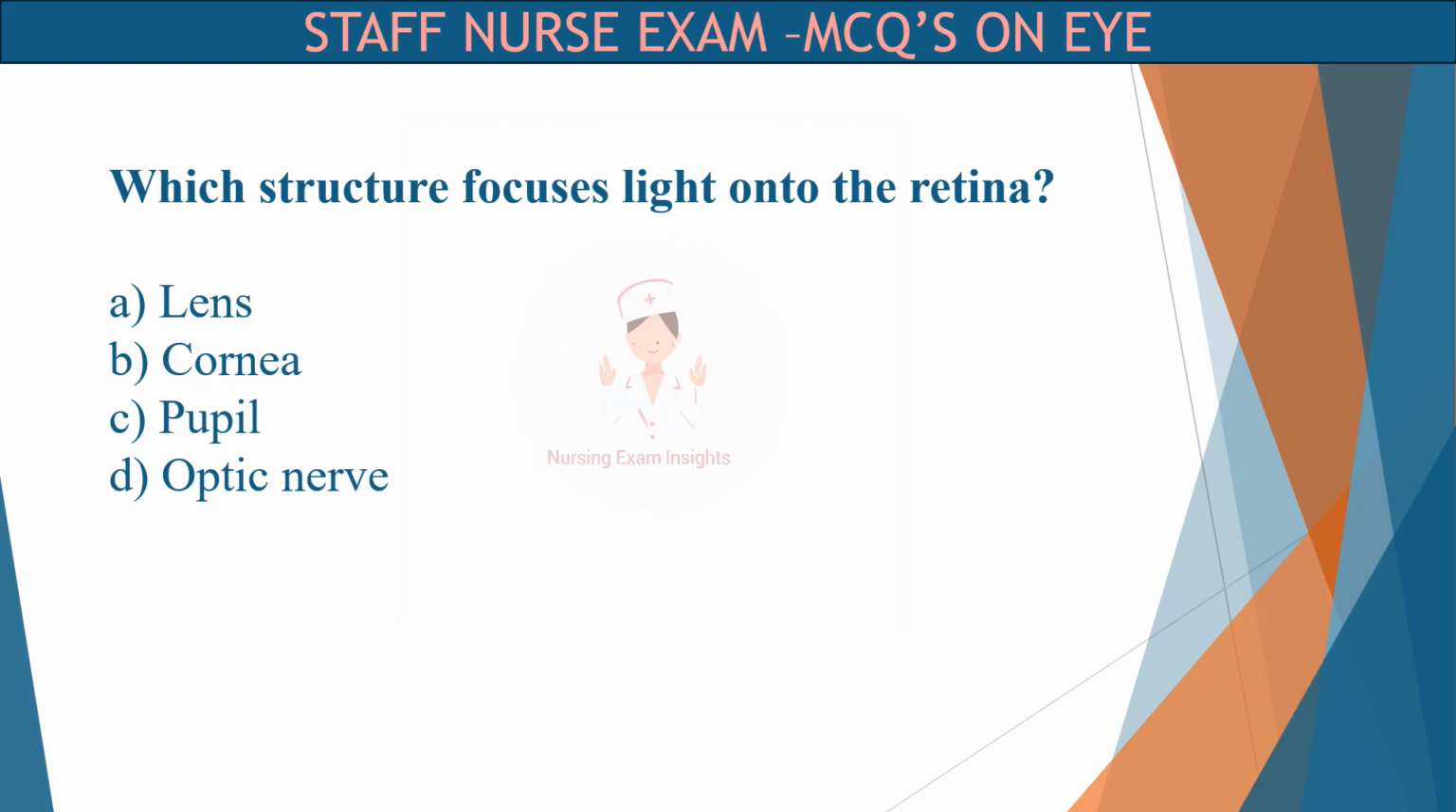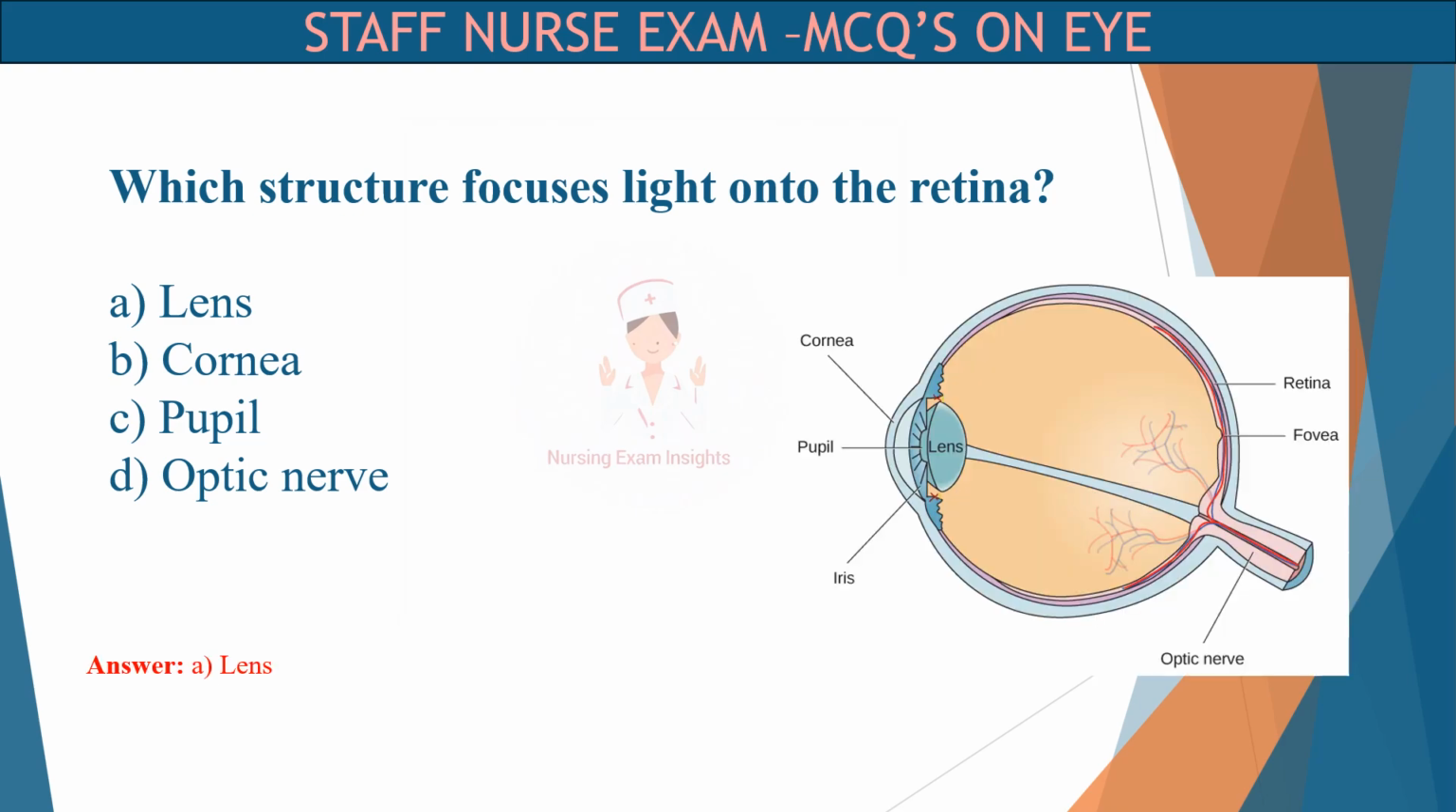Which structure focuses light onto the retina? Options are A. Lens, B. Cornea, C. Pupil, D. Optic nerve. The right answer is lens.